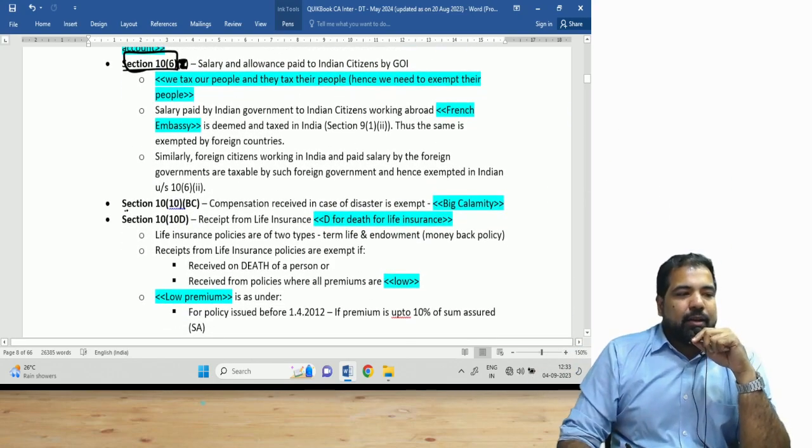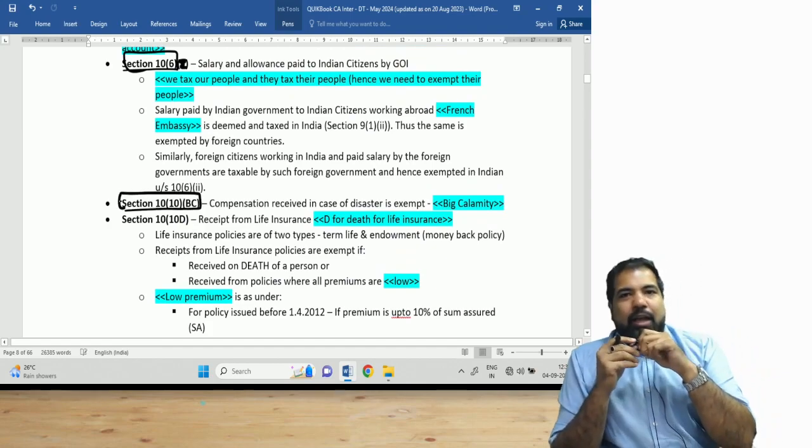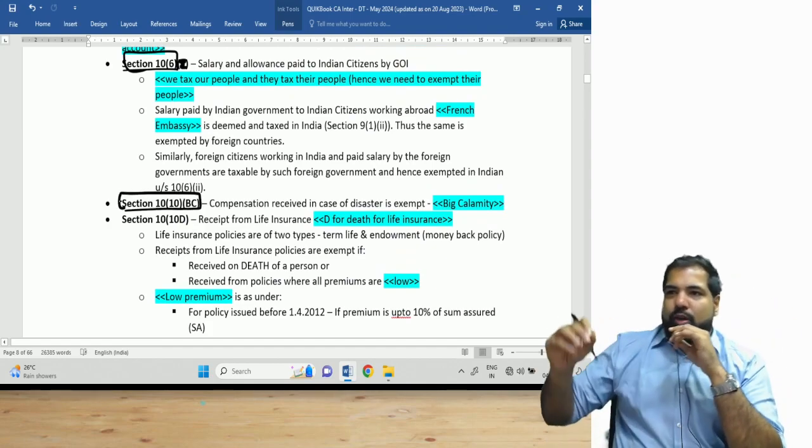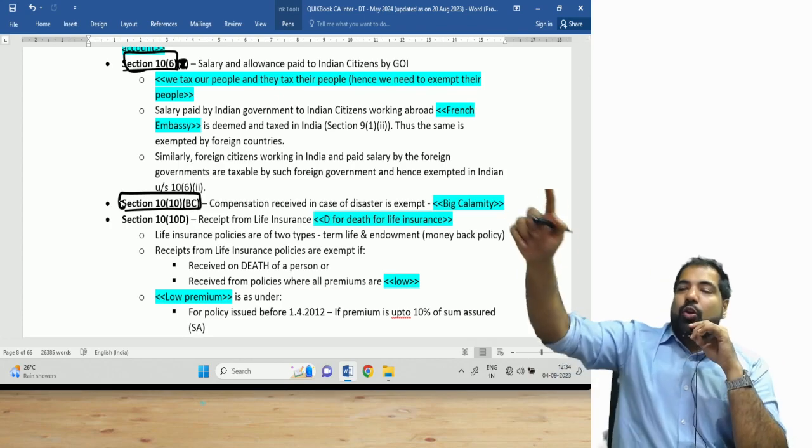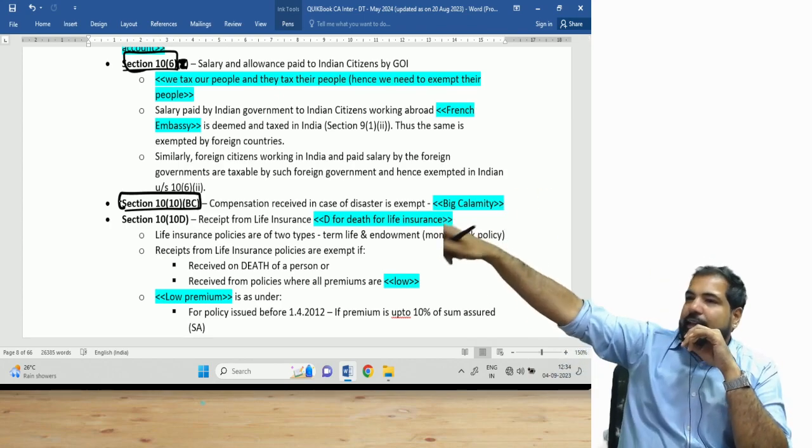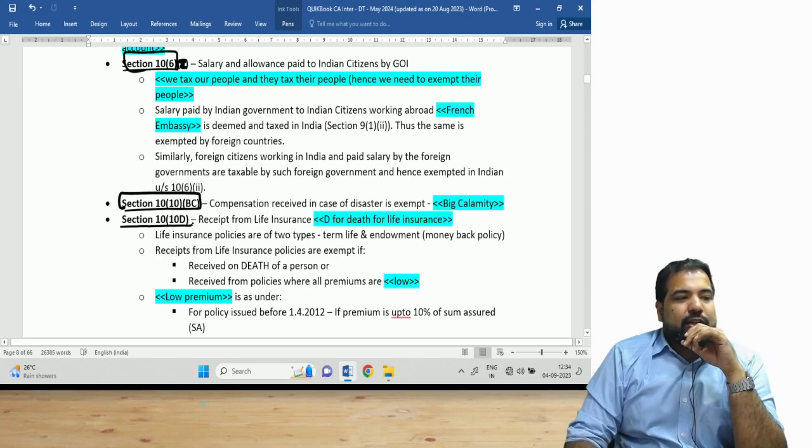Next, 10(10BC), big calamity. Kerala floods, your house got destroyed. You got some money. Will it be taxable? No, it is exempt under section 10(10BC). Next, section 10(10D).